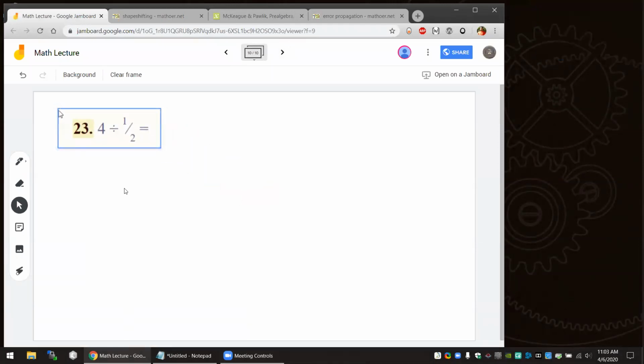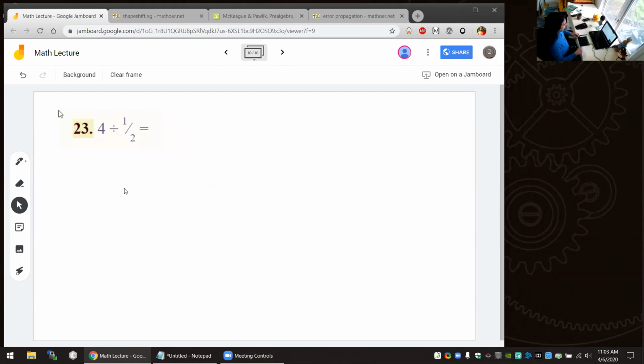So if I was to do 4 divided by 1/2, imagine you have 4 tickets. You make piles of size 1/2. How many piles will you get when you're done? 8.